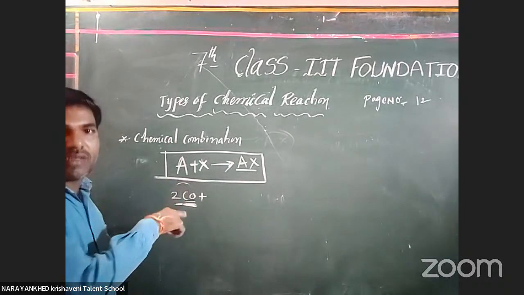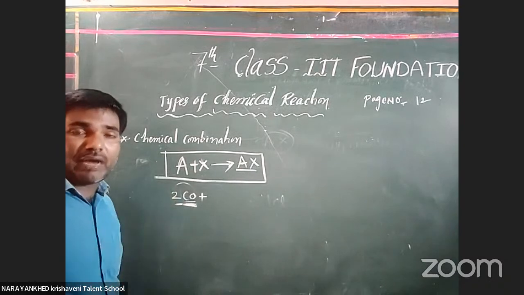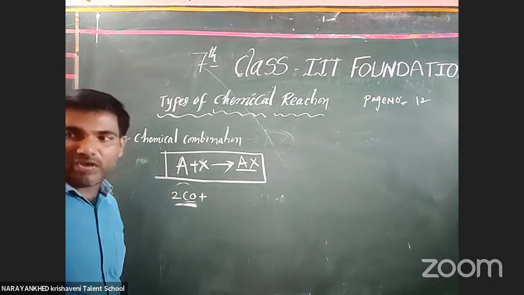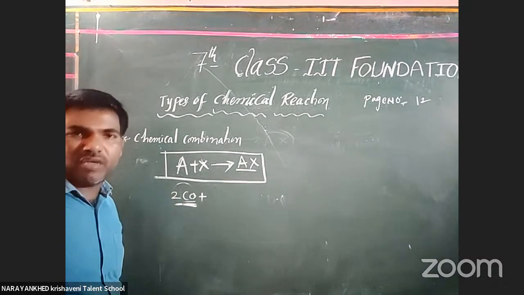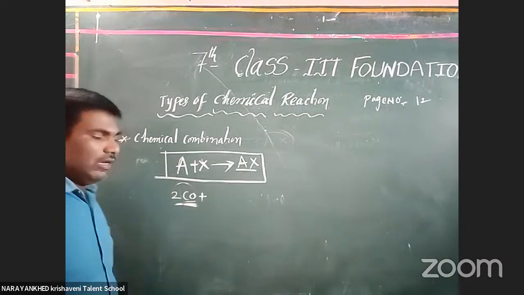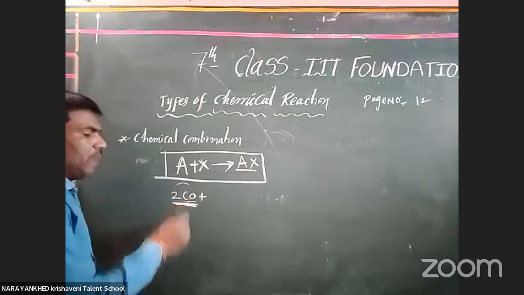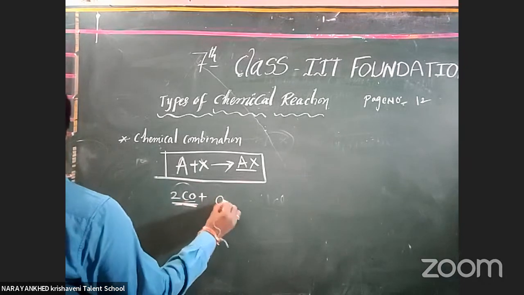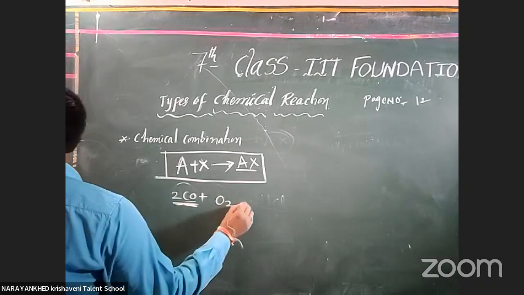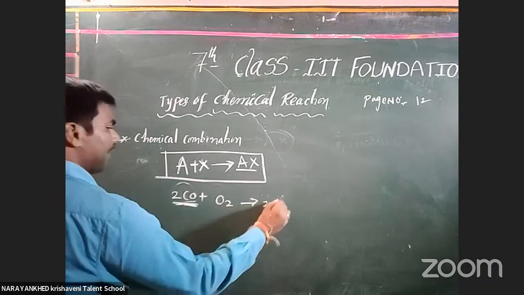They combine together. Sometimes it looks like carbon dioxide, sometimes it looks like carbon monoxide. Different combinations have different names. You have to know this is carbon monoxide. It is combined with what? Oxygen. It is also formed as carbon dioxide.